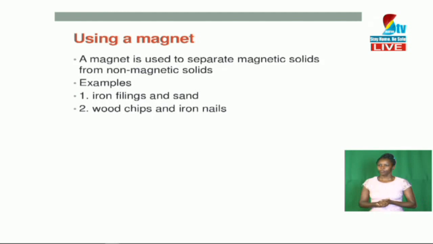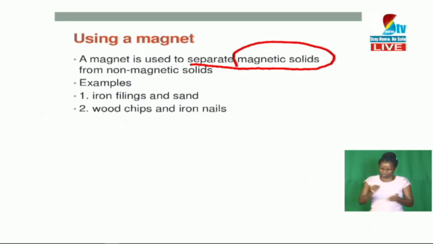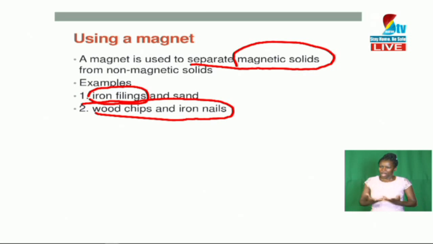Okay, now we are moving on to the next method of separating mixtures. This one is using a magnet. A magnet is used to separate magnetic solids from non-magnetic solids. Examples of mixtures which can be separated using this method, dear learner, could be a mixture of iron filings and sand. I hope you remember that iron filings are magnetic. We can also separate a mixture of wood chips and iron nails using a magnet.